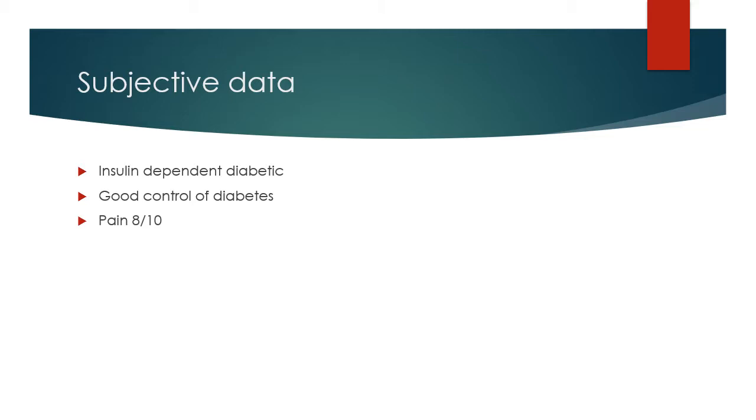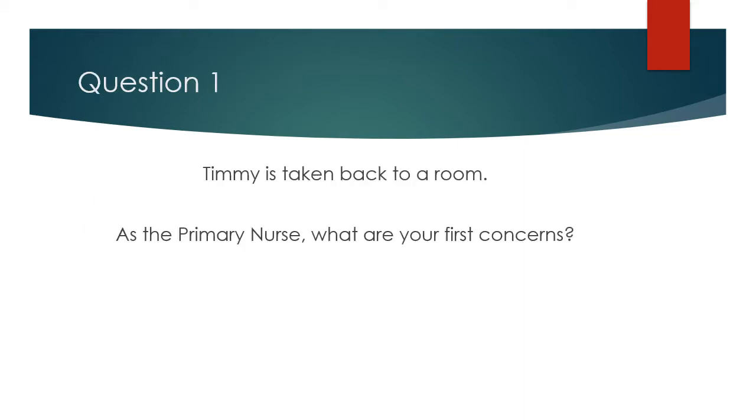As for subjective data, we have an insulin-dependent diabetic. He has good control of his diabetes, and his pain he is rating an 8 out of 10. Given our data that we've collected, Timmy is taken back to a room. As a primary nurse, what are your first concerns regarding this patient?